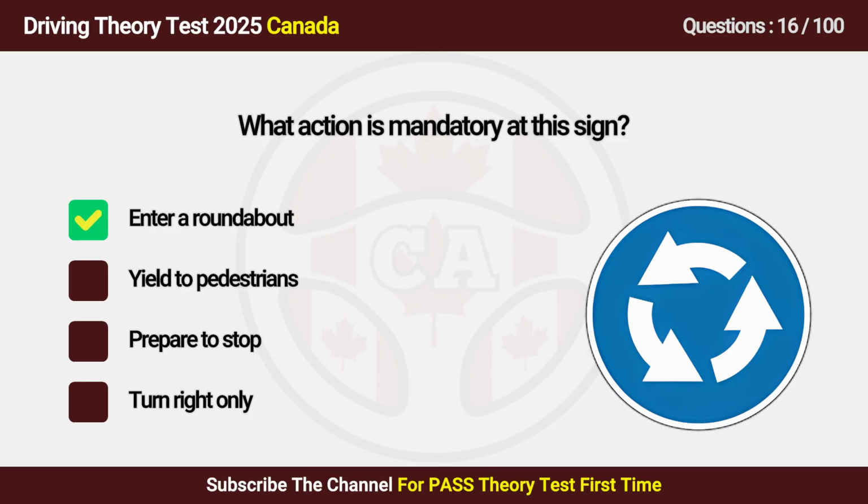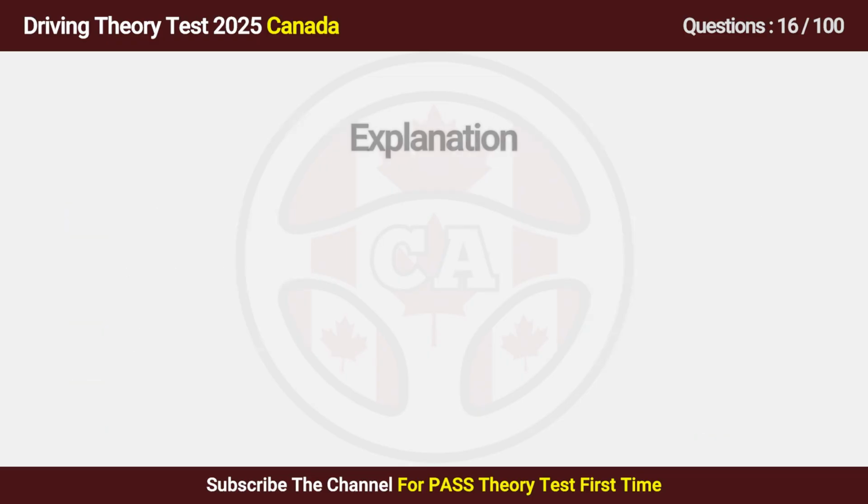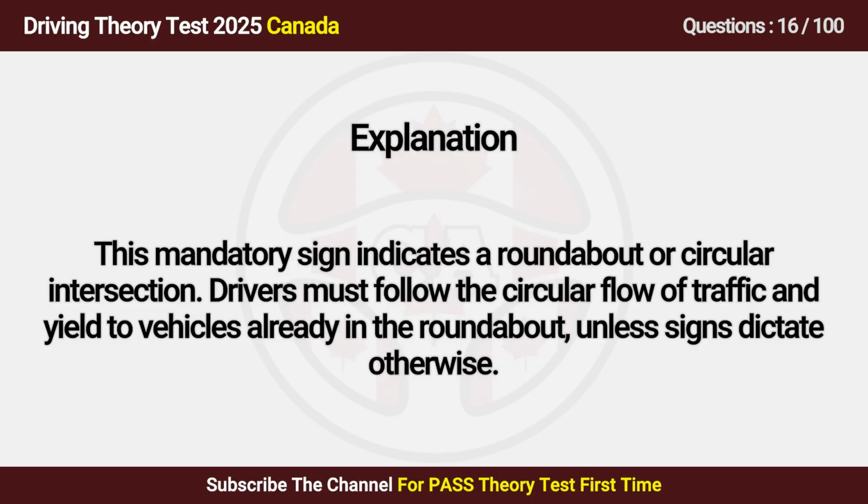Answer is A. Enter a roundabout. This mandatory sign indicates a roundabout or circular intersection. Drivers must follow the circular flow of traffic and yield to vehicles already in the roundabout, unless signs dictate otherwise.